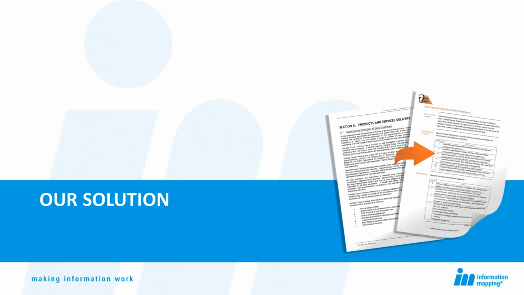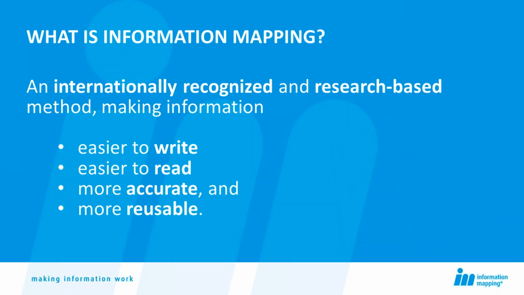Let's talk about our solution and how it addresses some of these challenges. For starters, let's talk about what information mapping is. We are internationally recognized, so we are used around the world in a number of different languages. It is a research-based method. It's based on a number of different theories, and it ultimately is supposed to make writing a lot easier, reading the information a lot easier. The information is supposed to be more accurate and also more reusable. So really readers are able to understand what they are reading more quickly and easily with the information mapping methodology.